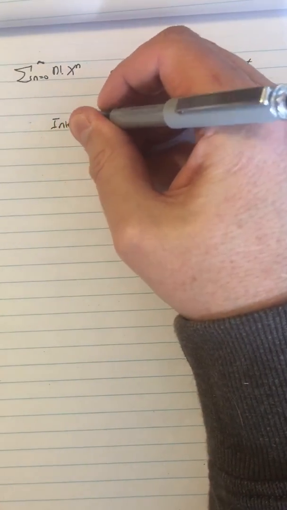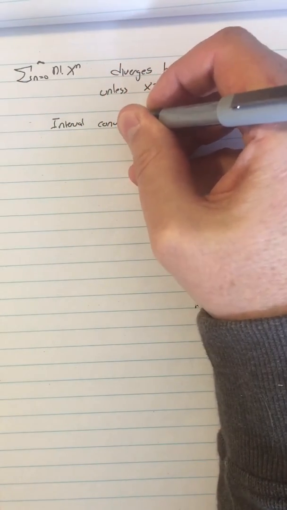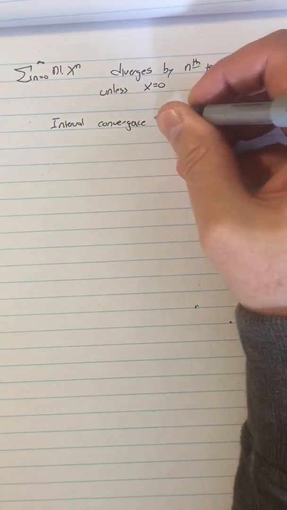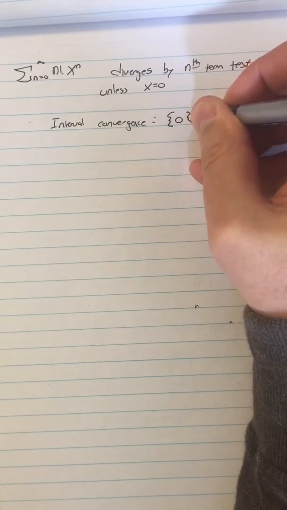So that means the interval of convergence isn't really an interval at all. It's a set. It only converges for the value x equals 0. And the radius of convergence is 0. So what we've seen are examples of basically the three different things.